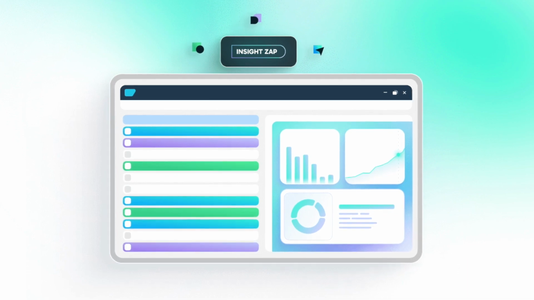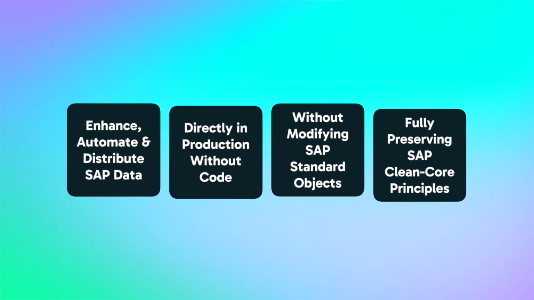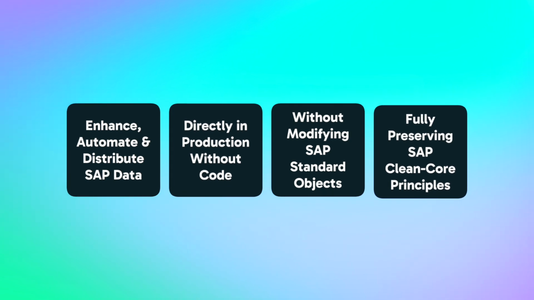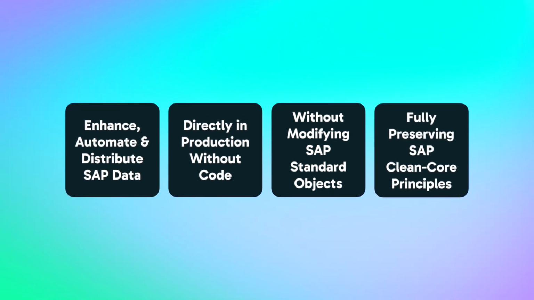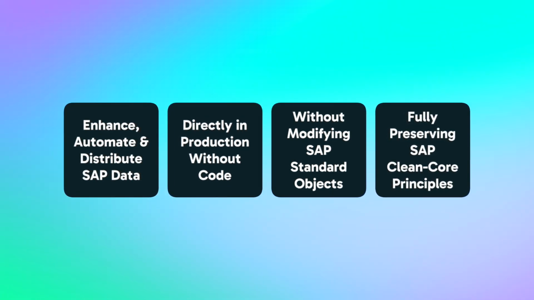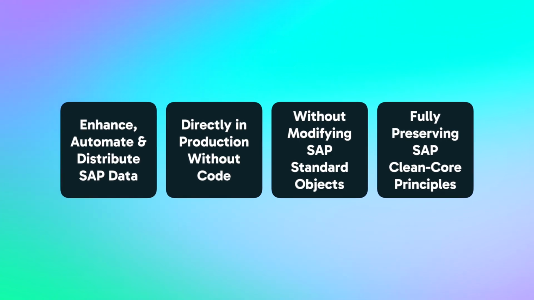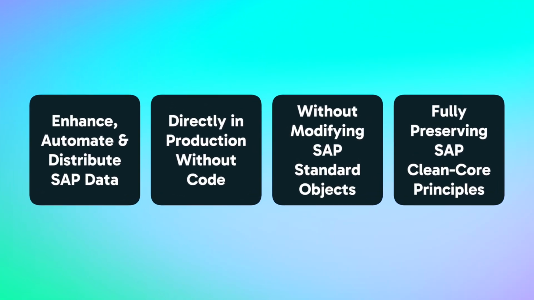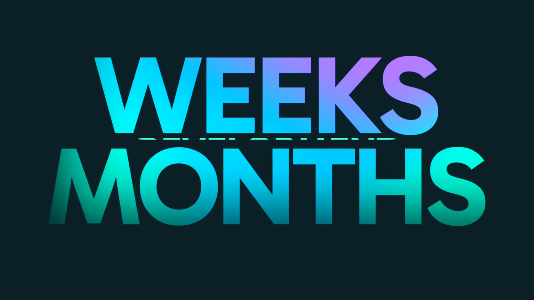Insight Zap allows organizations to enhance, automate, and distribute SAP data directly in production, without code and without modifying SAP standard objects, while fully preserving SAP clean core principles. What traditionally takes weeks or months of development can now be done in minutes by governed business users, dramatically shortening change cycles and bringing real agility back to SAP organizations.